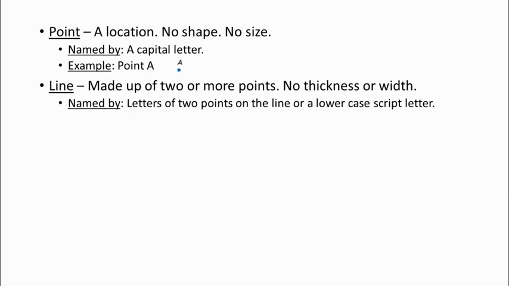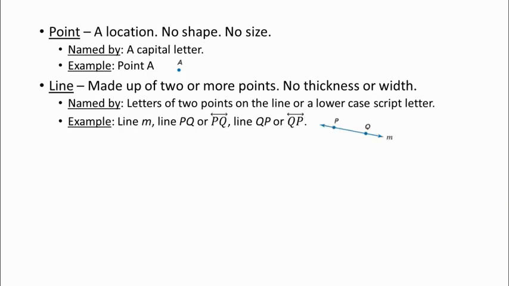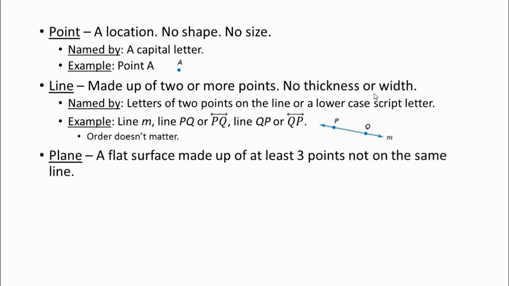You might also see a lowercase script letter naming a line. So here's what I mean. In this example, I can call it line M because there's a little M here naming this line. It's not naming a point because it's not by a point, and also it's lowercase. And then I could call this line PQ or QP. The order doesn't matter. So if you say PQ but your neighbor says QP, you're both talking about the same thing.